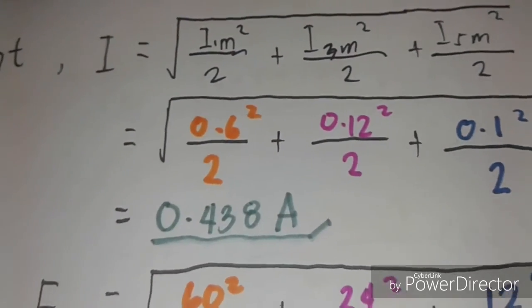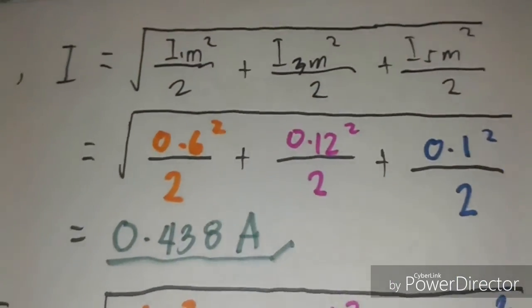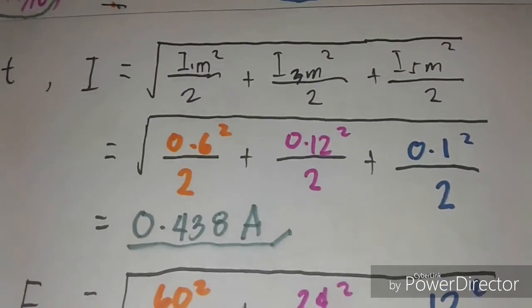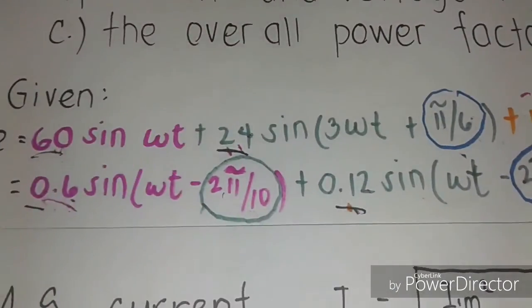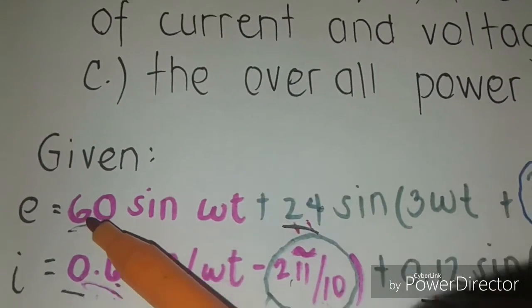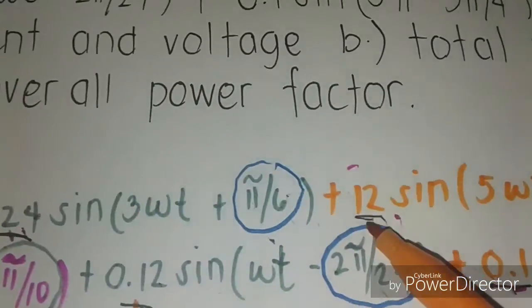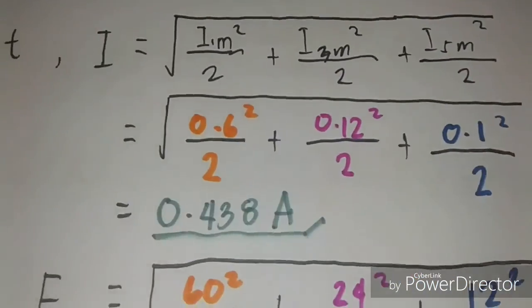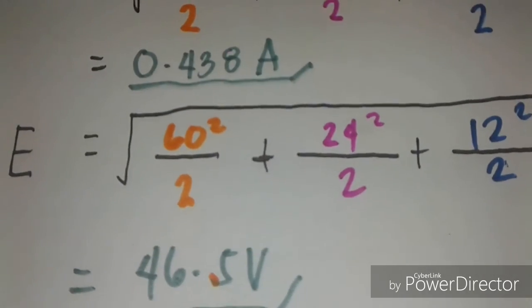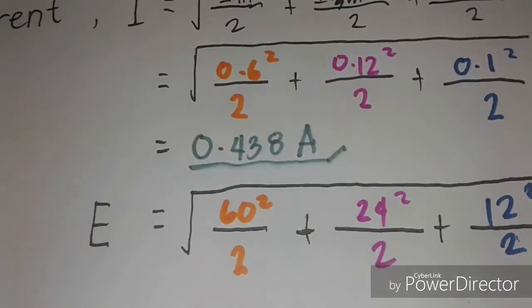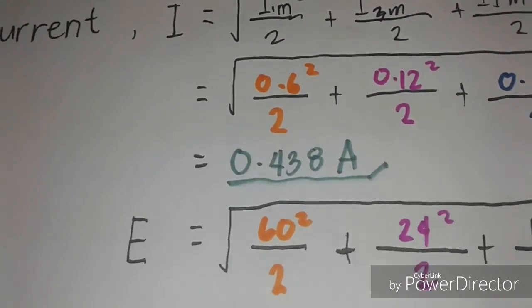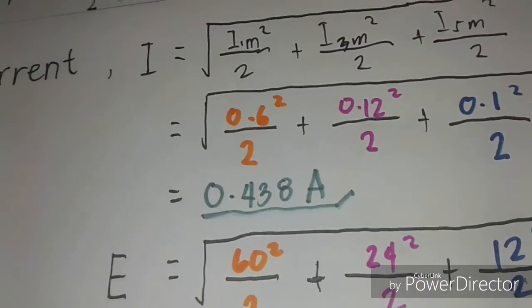Proceeding to the RMS value of the voltage, same procedure, square root of the sum of all the voltages squared over 2. Here, voltage 1 is 60, voltage 2 is 24, and voltage 3 is 12. We obtain 46.5 volts.